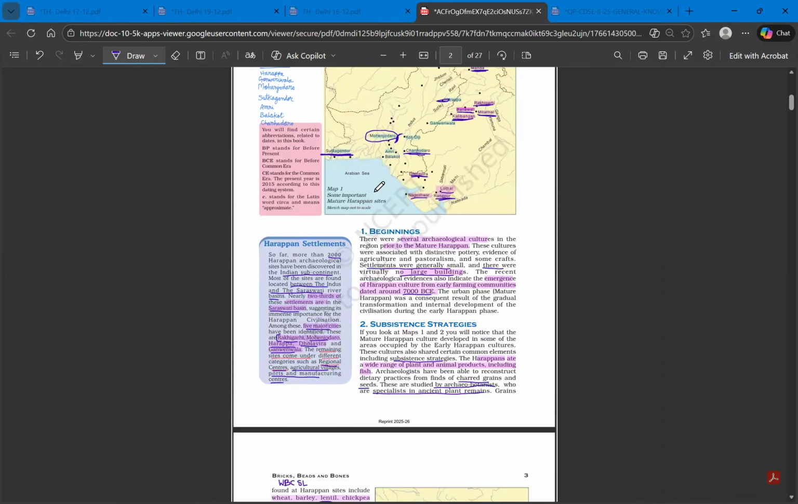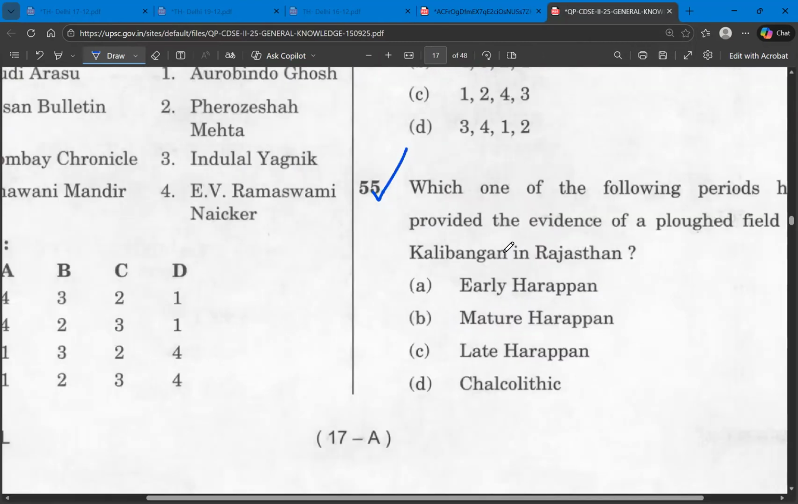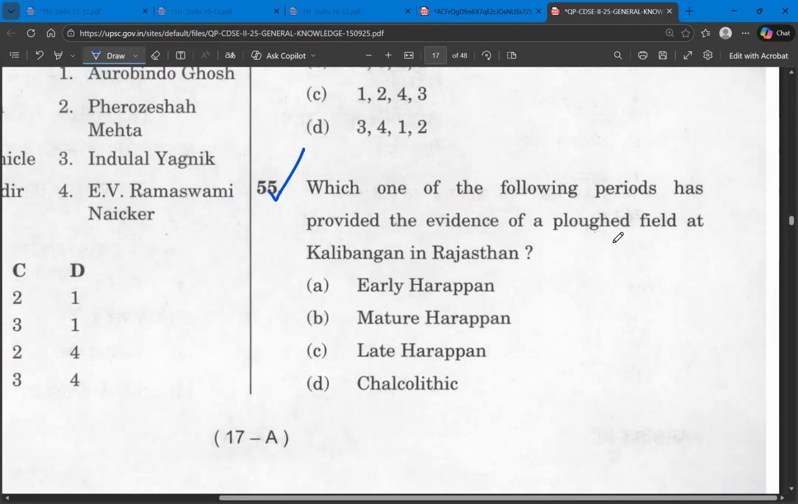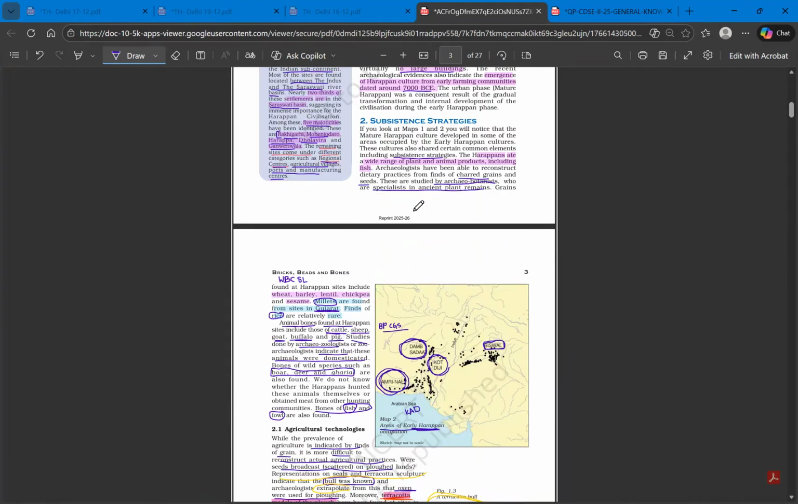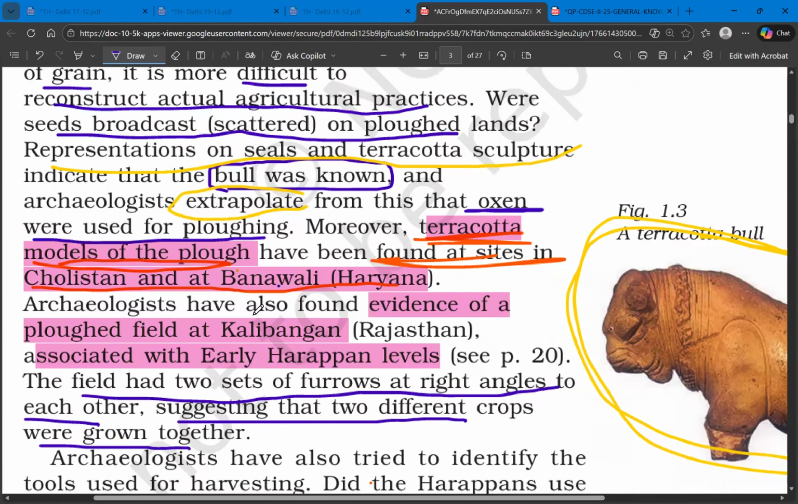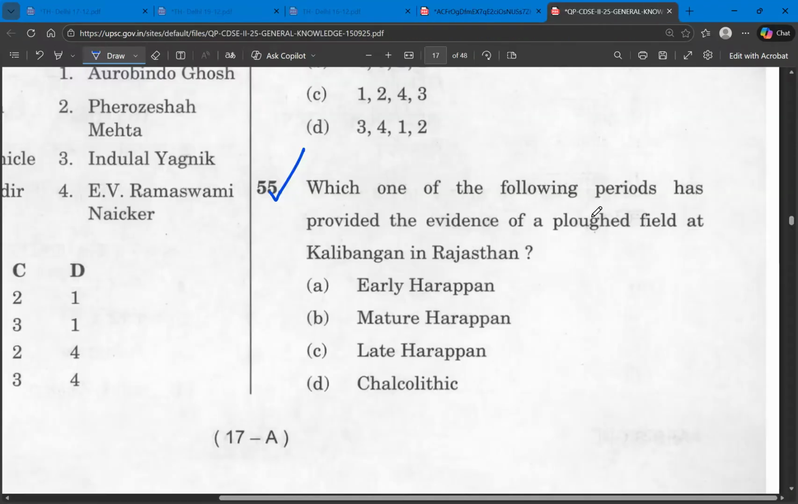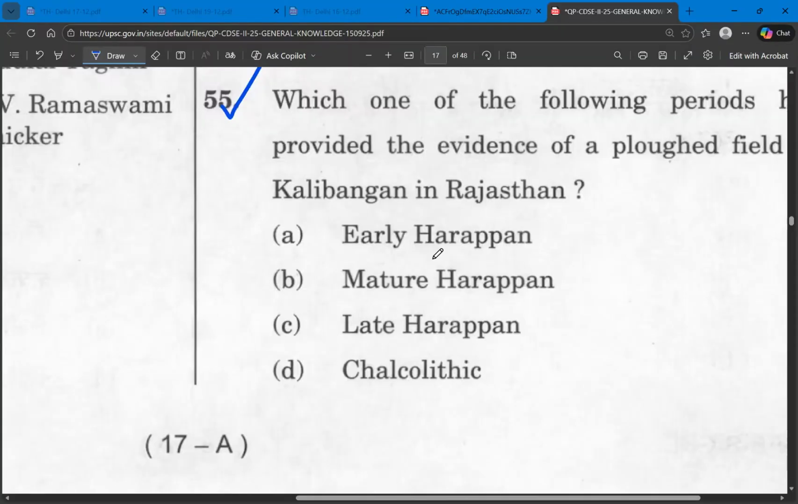Now let's try to answer the question that we have seen earlier in the beginning. Here we have the question. Which one of the following periods has provided the evidence of a plowed field at Kalibangan in Rajasthan? I am very sure that we have covered this part. Let's try to find where the answer is hidden. Archaeologists have also found evidence of a plowed field at Kalibangan, which is associated with early Harappan levels. So the plowed field at Kalibangan is related to which phase? That is related to early Harappan. So A is the correct answer.